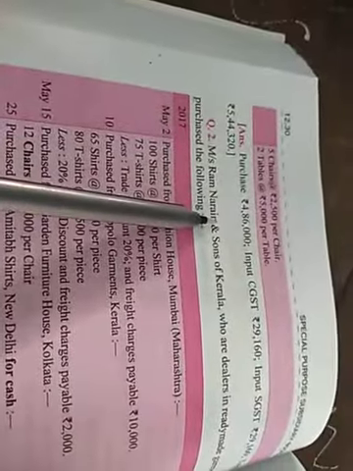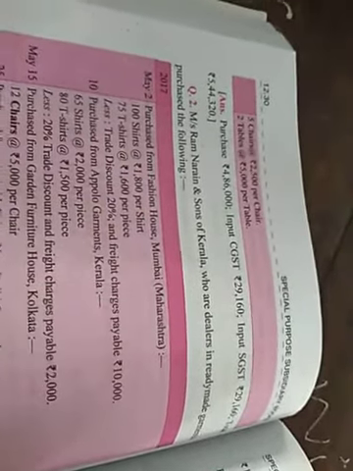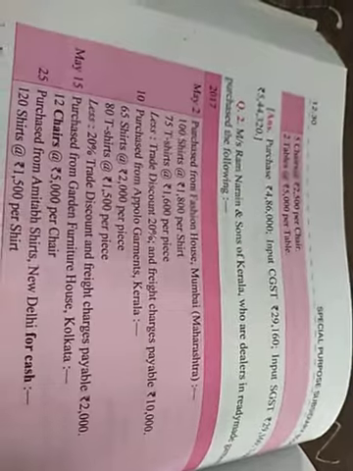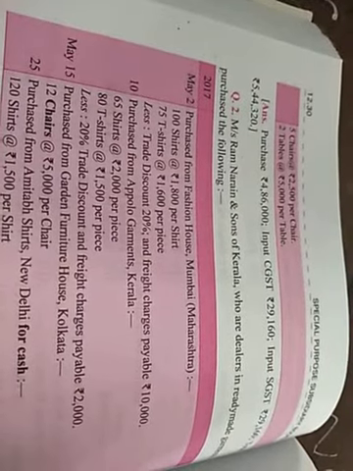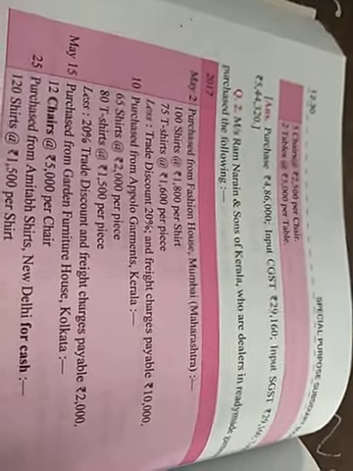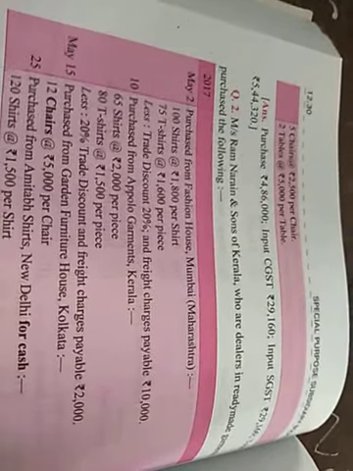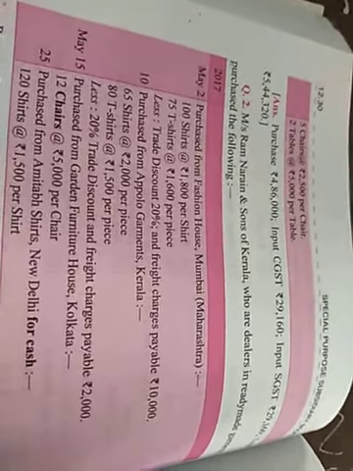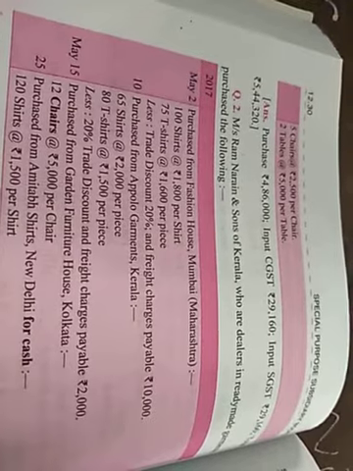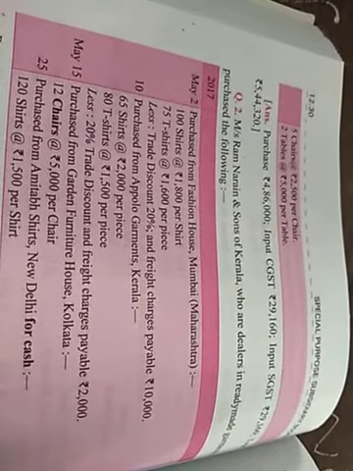Now this firm, Messrs. Ram Narayan and Sons, is located in Kerala, and they are dealers in ready-made garments. They deal in ready-made garments. They don't deal in any other item apart from garments. So whenever you purchase something else apart from garments, it will not be recorded in the purchase book.